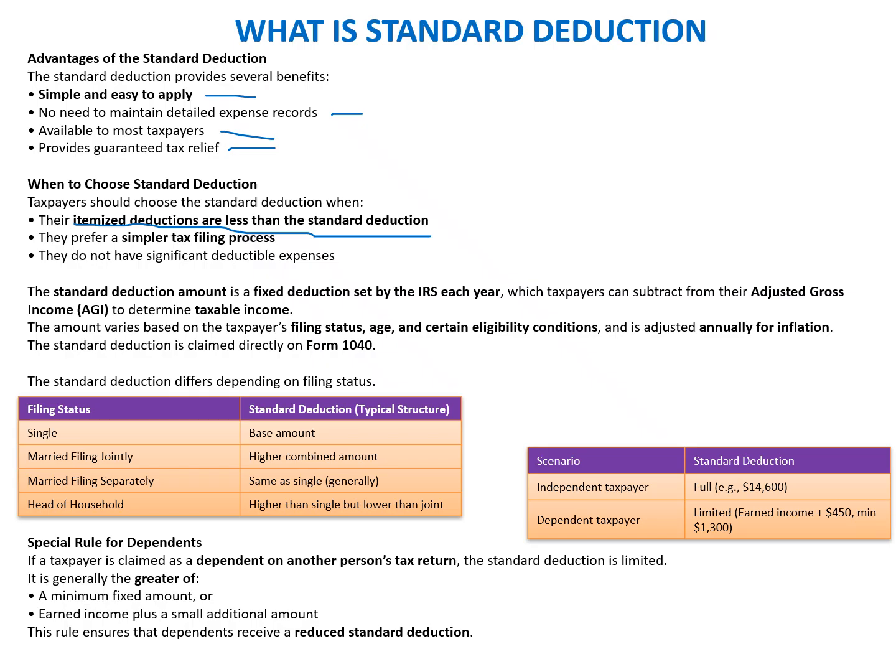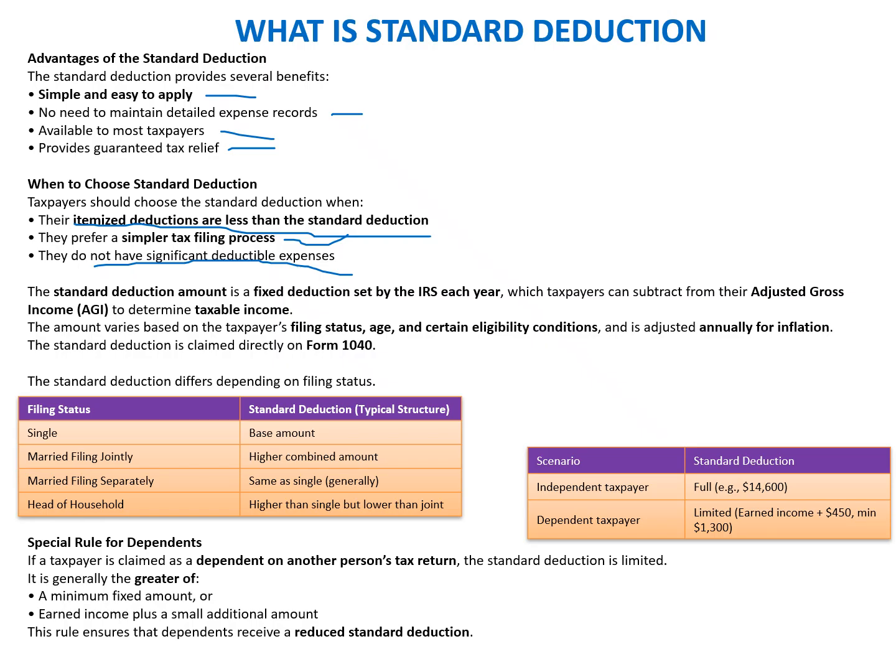They prefer a simple tax filing process, and they do not have significant deductible expenses. So they have to compare both the standard deduction and the itemized deduction. And if they feel that the itemized deduction is less beneficial, they will continue claiming the standard deduction. First, it definitely has the benefit of less documentation, plain, simple, and can easily be claimed through Form 1040 without filing Schedule A.